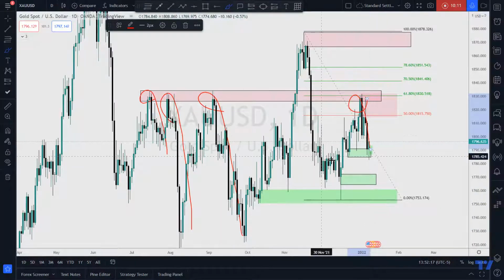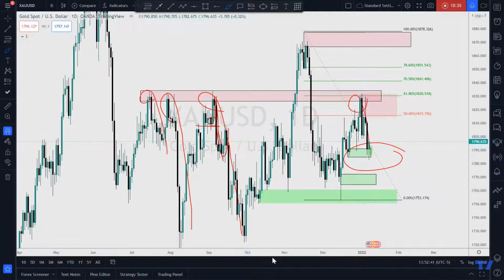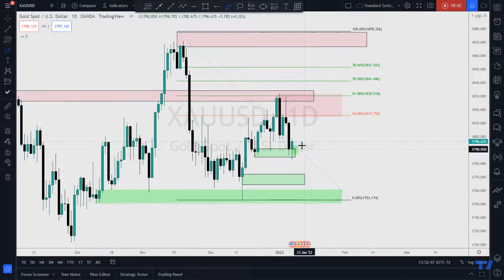All right. And what do I expect from this point? Maybe because price came down, broke these lows, came back up, hit this bearish, it's actually a breakup block. It's a breakup block here. Boom. And then it came down. What do we got going on over here? Let's take a closer look.